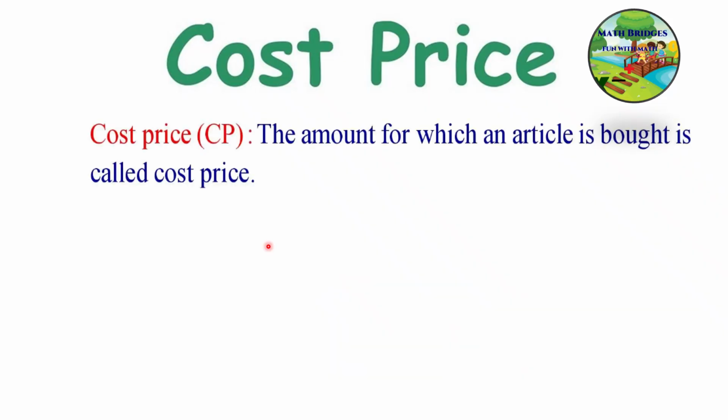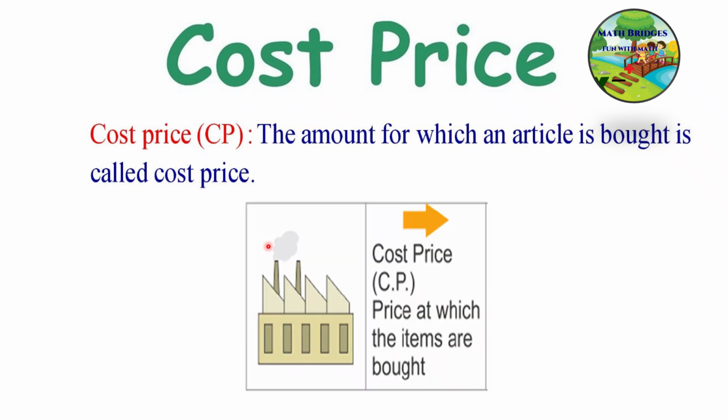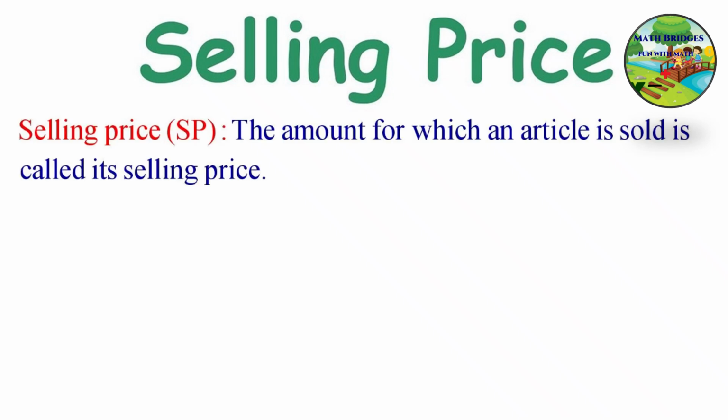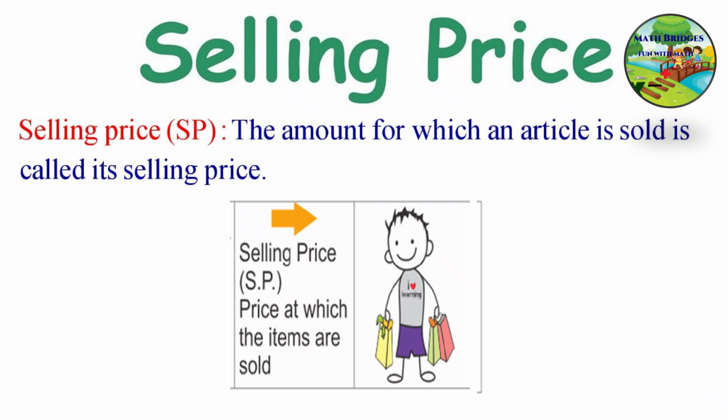Let's see what is cost price. Cost price is the amount for which an article is bought. It means the price at which the items are bought, and it's represented by CP. CP means cost price. Selling price: what do we mean by selling price? The amount for which an article is sold is called selling price, and it's represented by SP. That means the price at which the items are sold is called selling price.